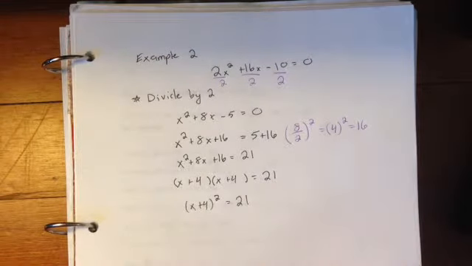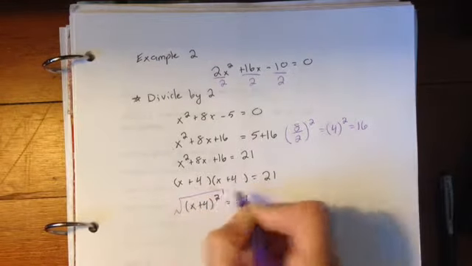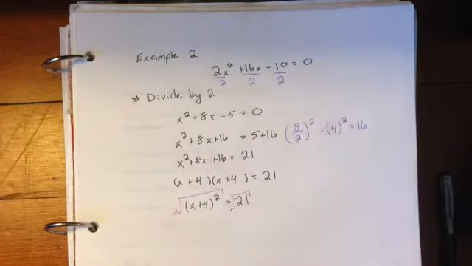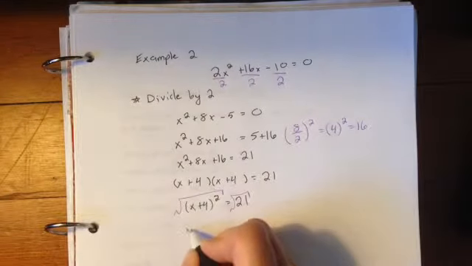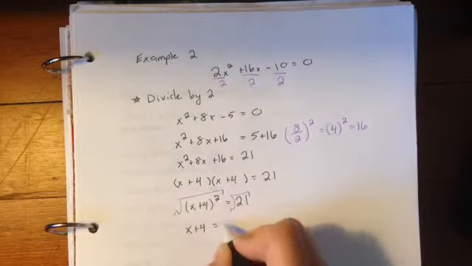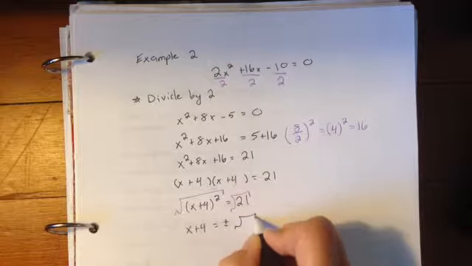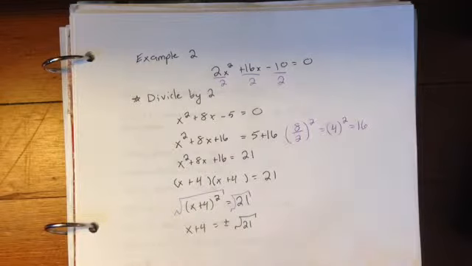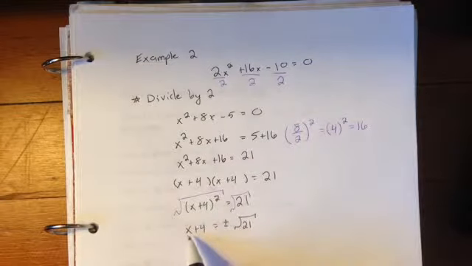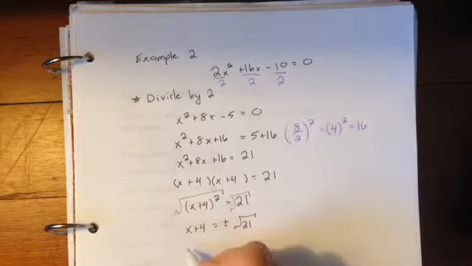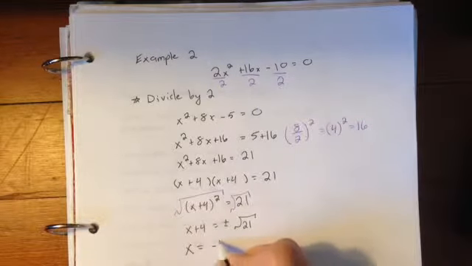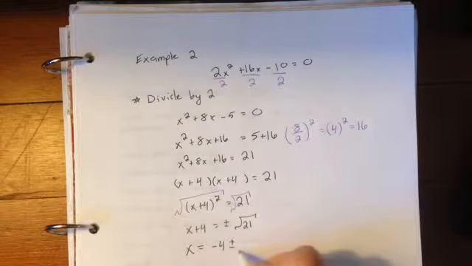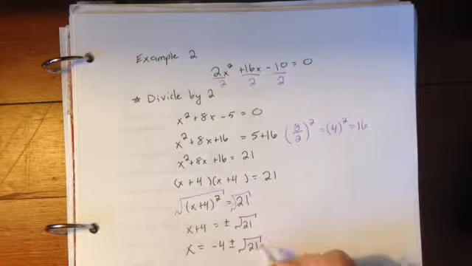And now I can solve using the square root method. I'll take the square root of both sides, which leaves me with x plus 4 equals plus or minus the square root of 21. Notice that the square root of 21 can't be simplified anymore. Now to finish solving, I just subtract the 4 from both sides, and x equals negative 4 plus or minus the square root of 21.